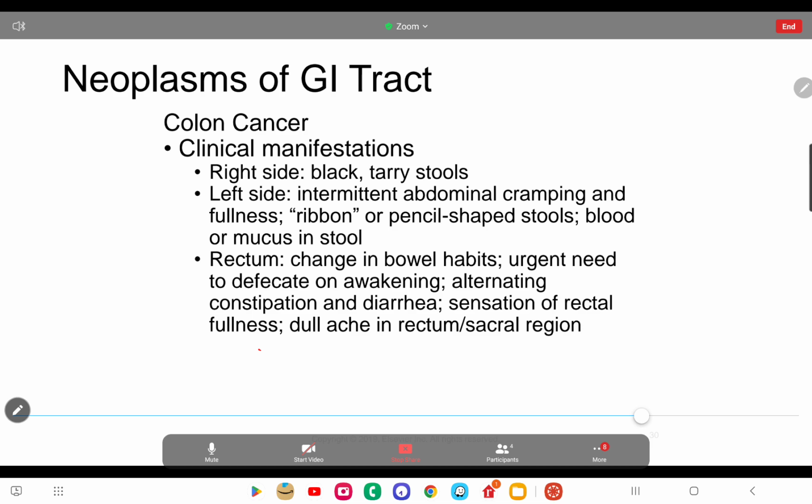Colon cancer. Listen, for colon cancer, what do you have to know right here? Presentation. If you have it on the right side, black tarry stool. Left side, intermittent abdominal pain. The rectum, change in bowel habit, okay? So you have to know the presentation.